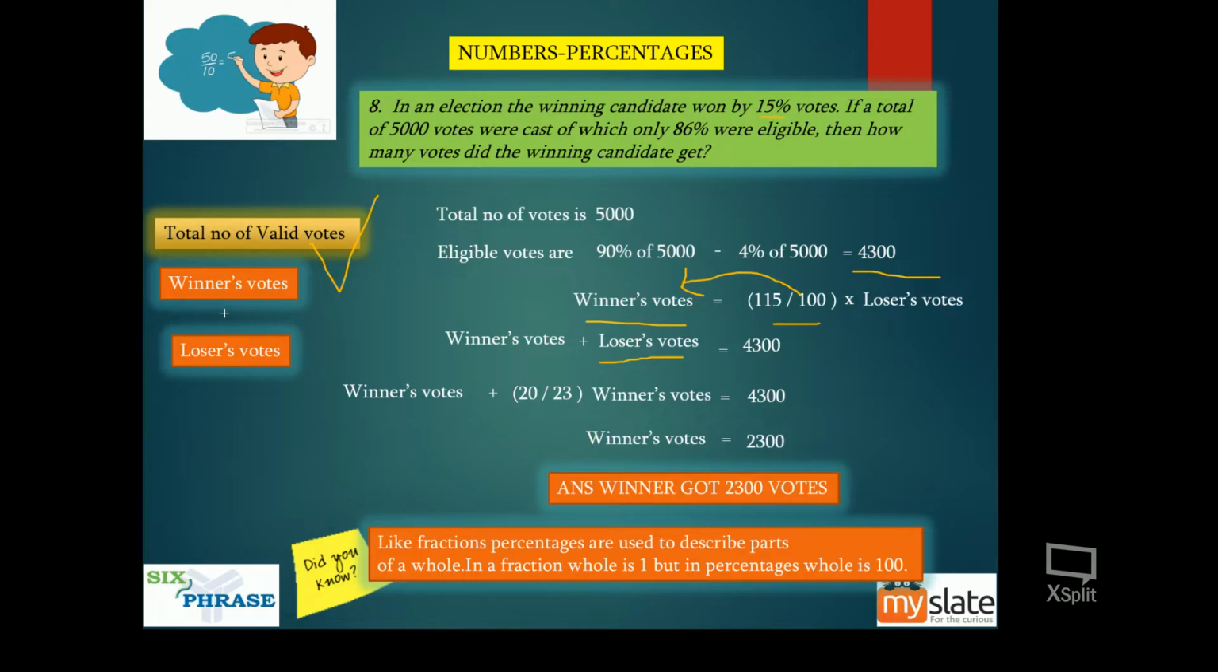If you look at this, the loser would have got 2,000. Correct? Because total number of votes is 4,300. The loser would have got 2,000. The winner gets 2,300. Correct, guys? Now you tell me, what is the percentage increase? Exactly. If you told 15 percentage, you are bang on. If you don't know how this 15 percentage came about, I'd suggest you to kindly re-watch the video.